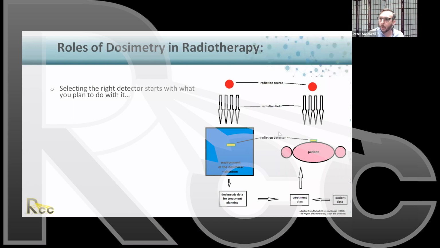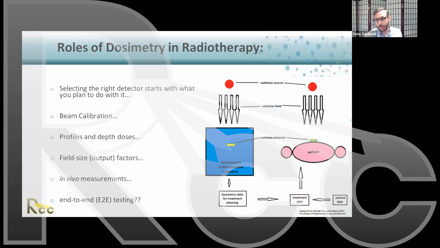And what you intend to do with the detector really defines the detector you should be using. So whether it's beam calibration, profiles and depth dose curves, field size or output factors, in vivo measurements, those are all things that define the detector you're going to use. Or end-to-end testing, which will be covered further next week. What's the best tool for that? So what would you use for output calibration?